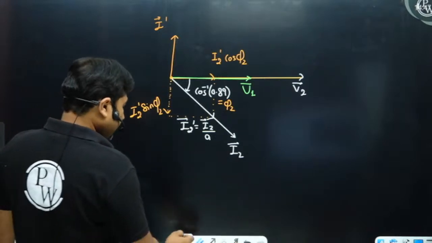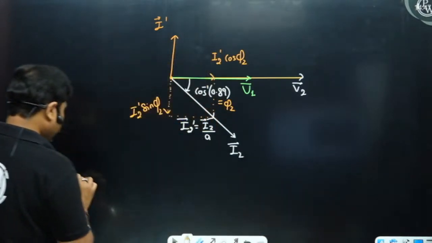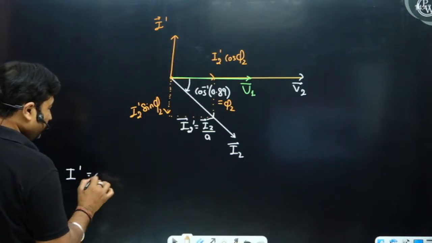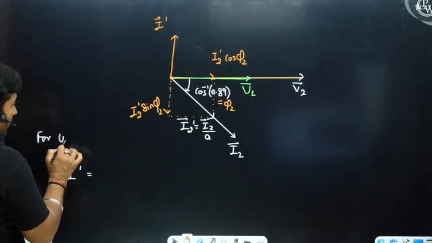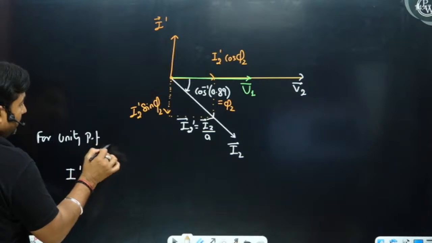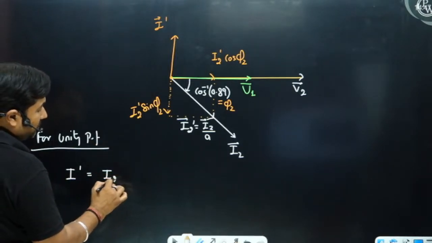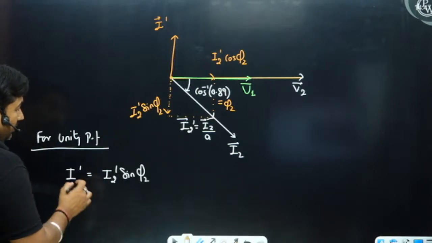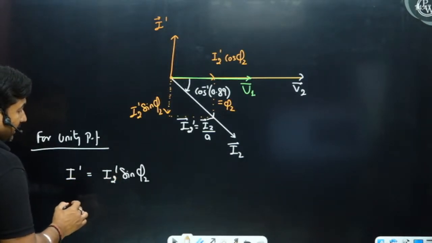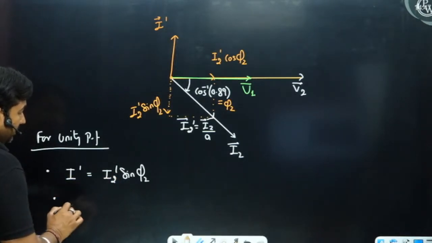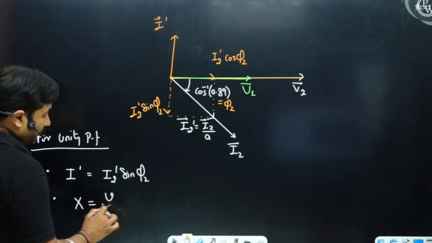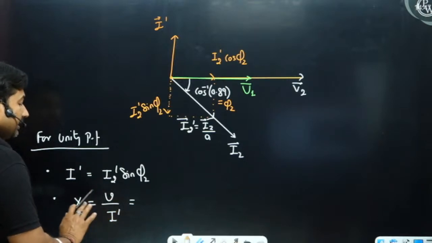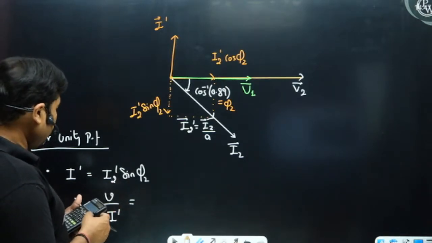Yes, sir. So in magnitude, for unity power factor, I dash must be equal to I2 dash sine of phi 2, and once you have I dash, then X will become V by I dash, and it's definitely a capacitive reactance. Okay. Yes, sir.